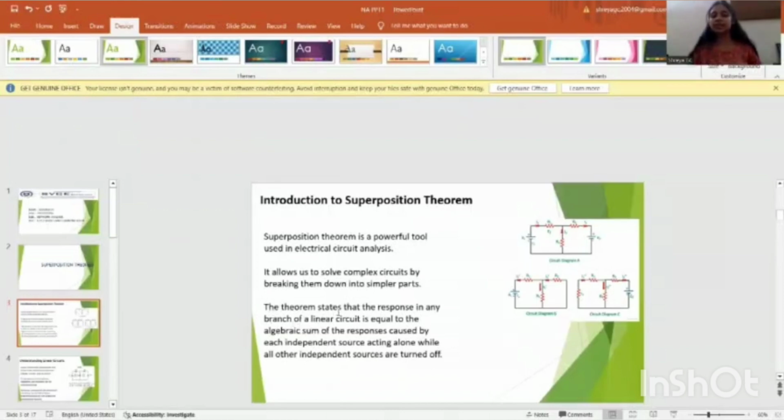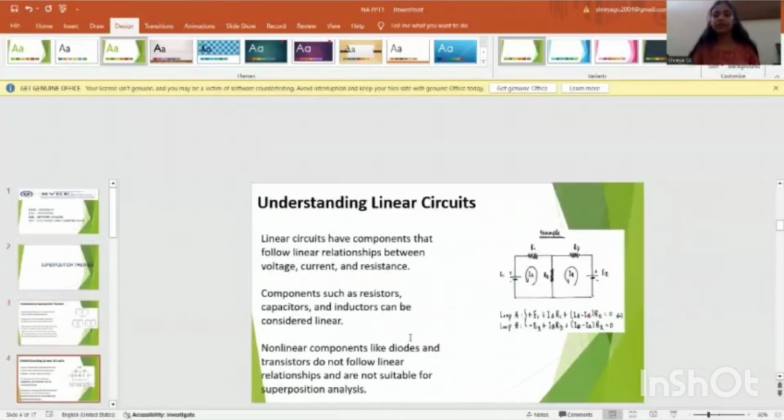The theorem states that the response in any branch of a linear circuit is equal to the algebraic sum of responses caused by each independent source acting alone while all other independent sources are turned off. Let's understand linear circuits. Linear circuits have components that follow linear relationships between voltage, current, and resistance. Components such as resistors, capacitors, and inductors can be considered linear. Non-linear components like diodes and transistors do not follow linear relationships and are not suitable for superposition analysis.